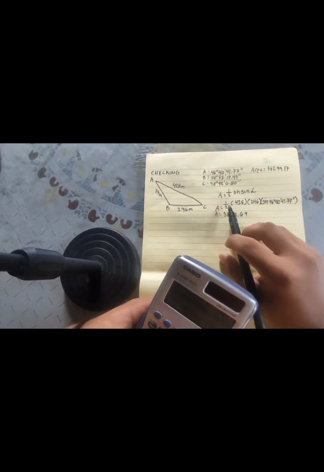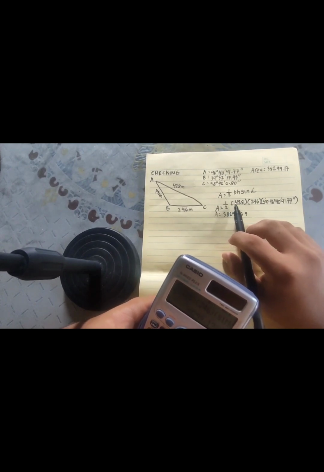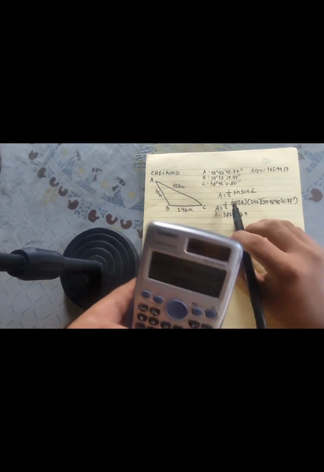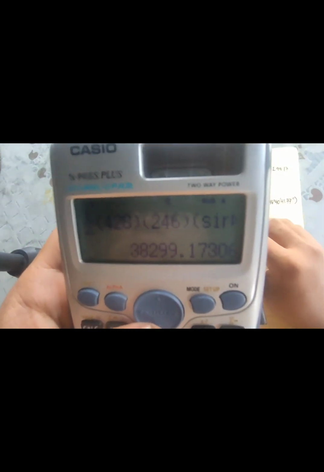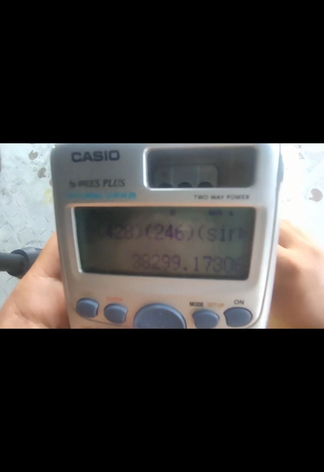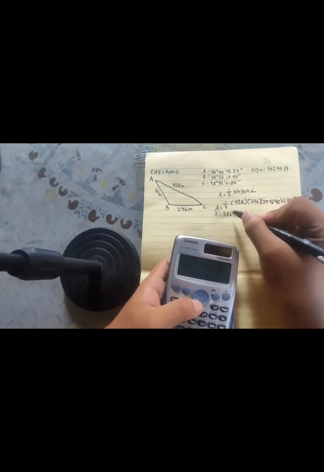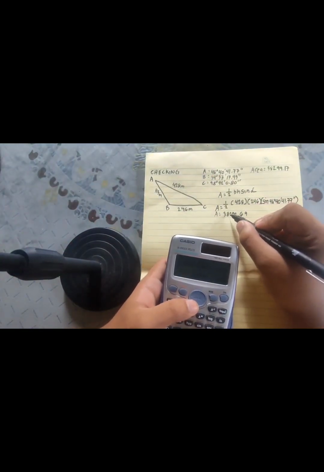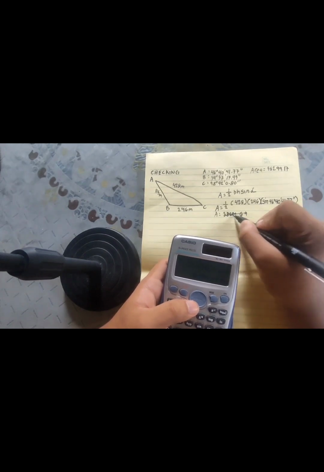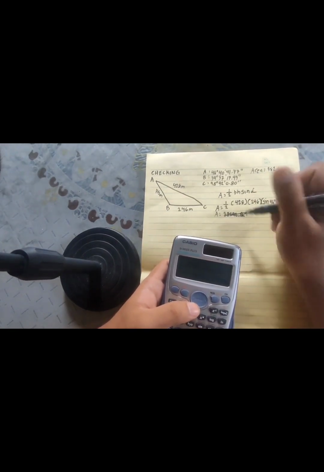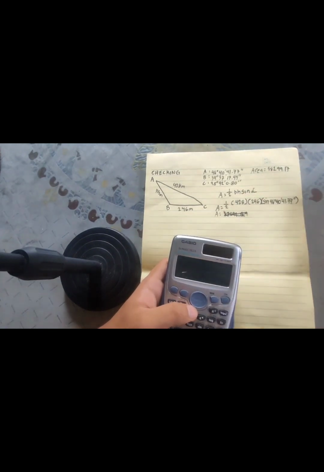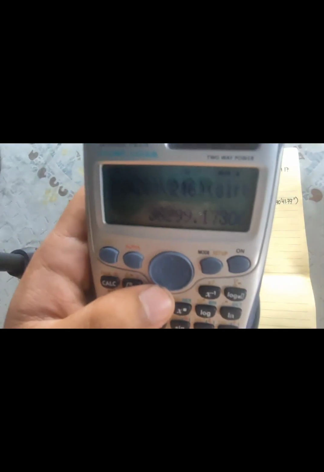So we're going to input this value in our calculator. So when you put it, the answer will become 38,299.17. So I made the correction. This is not my answer because I typed the wrong input in our calculator. So you must double check your value in your calculator.